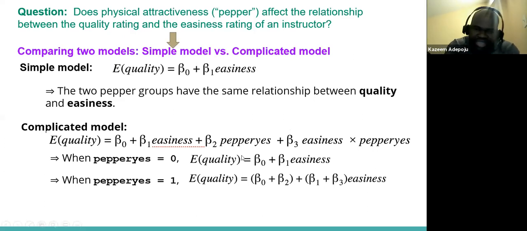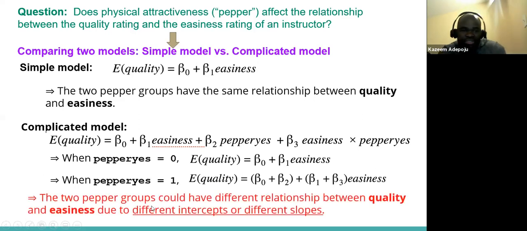So what I'm trying to say in essence is that this is the model for when paper yes equals 0, and this model right here actually coincides with the simple model. Can you see that now? And when it is equal to 1, we're going to have this. And I think I showed you how we got this right now.